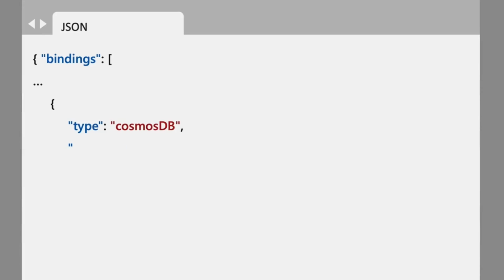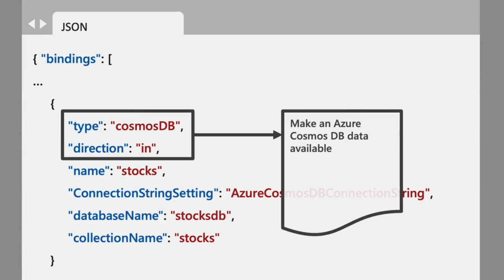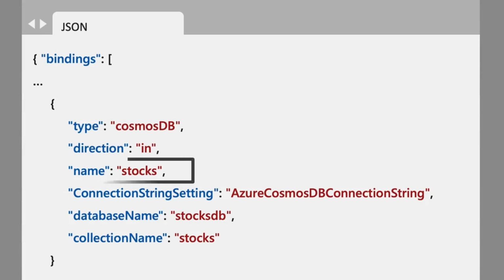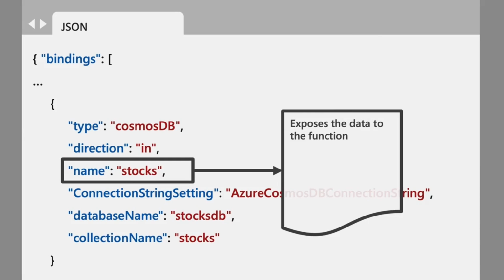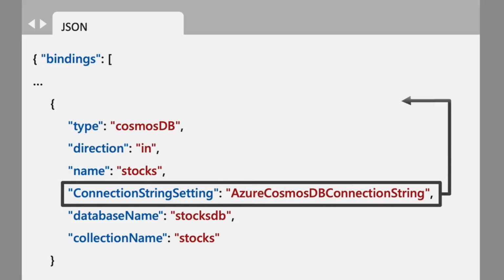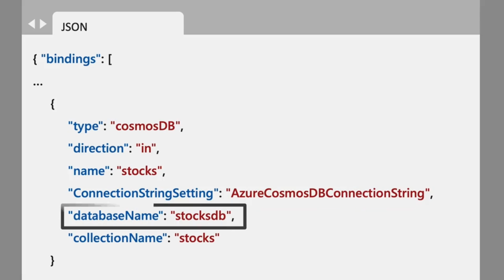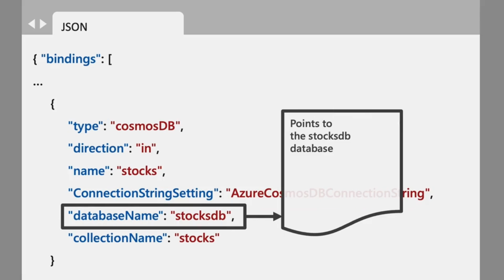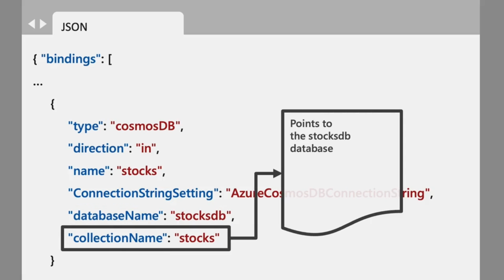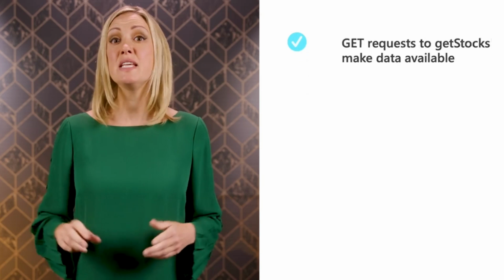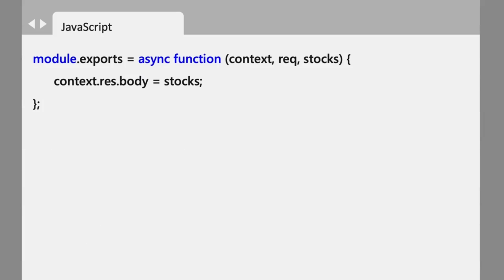The third binding establishes a connection to Azure Cosmos DB. The type and direction properties make Azure Cosmos DB data available as the function is called. The name property exposes the data to the function through a parameter named stocks. The connectionStringSetting property connects to the Azure Cosmos DB data with a connection string. The databaseName property points to the stocksdb database, and the collectionName property points to the stocks data collection. With these bindings, a GET request sent to getStocks makes data available through the stocks parameter. The function code to retrieve stock information is trivial thanks to the power of Azure Functions bindings.